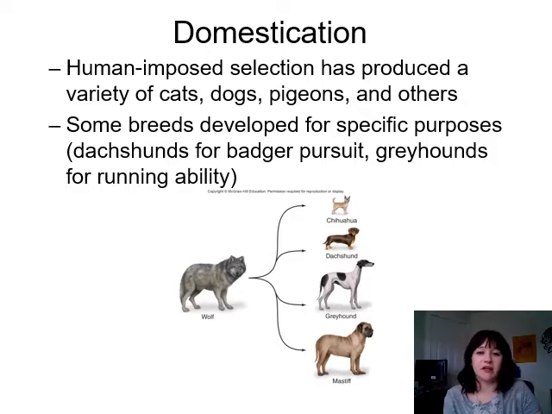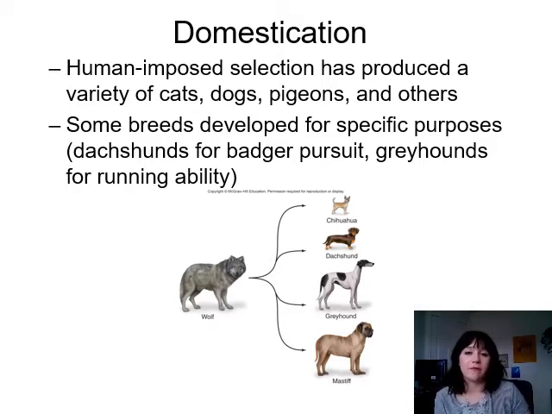Obviously, pets is a very common example of artificial selection. So pigeons have been trained to fly fast and long distances. Dogs have been selected for certain traits such as being friendly or protective for having herding abilities. And so you can see in this example, the original ancestral wolf, we have different breeds ranging from Chihuahua to Mastiff.